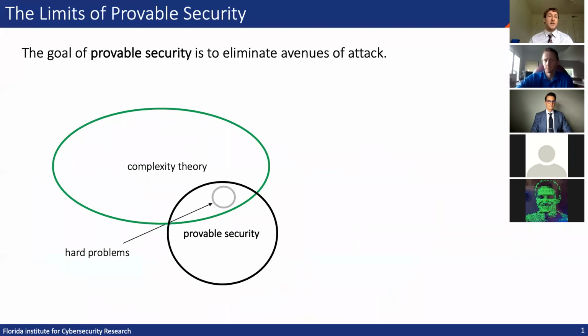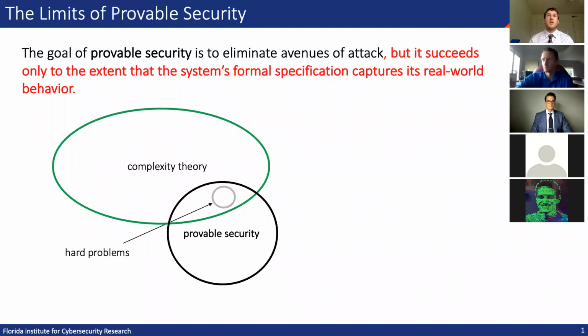Now, rooting security in complexity theory this way provides a strong guarantee, but in practice, the provable security methodology has some important limitations. And one of them is, for a given system, it succeeds only to the extent that the system's formal specification accurately captures its real-world behavior. So the subject of my dissertation is the task of reconciling discrepancies between the real system and its existing formal analysis. So let me start off with a couple motivating examples.